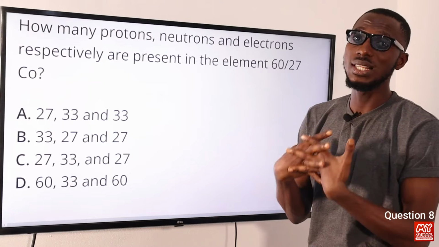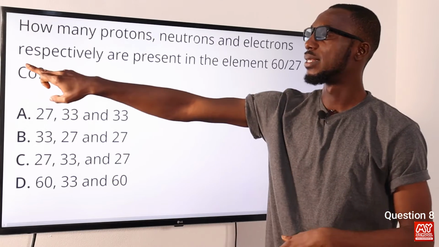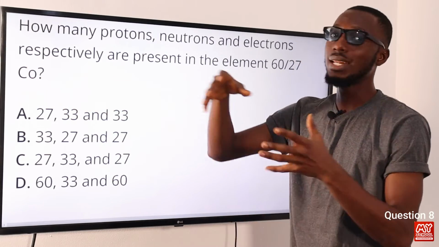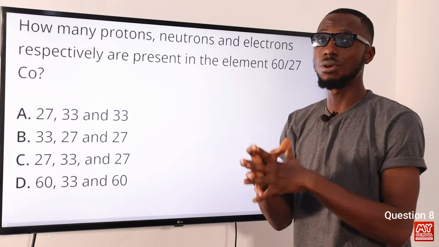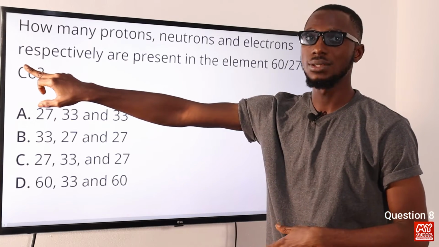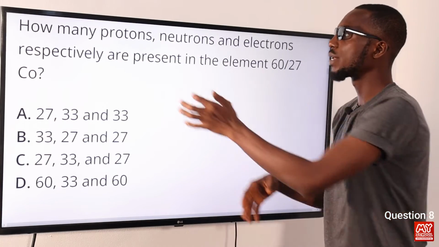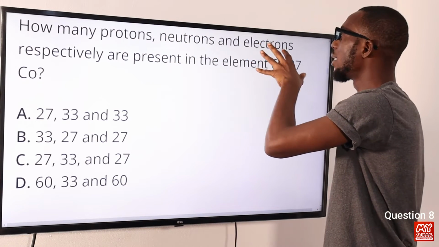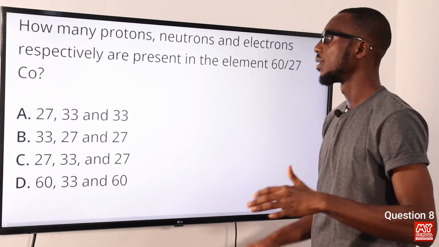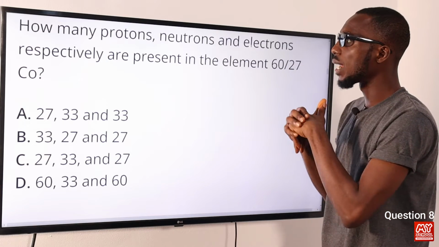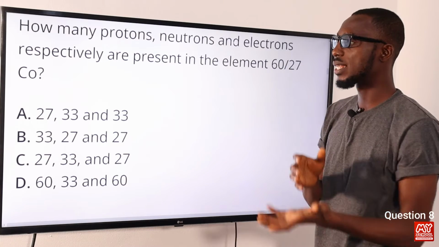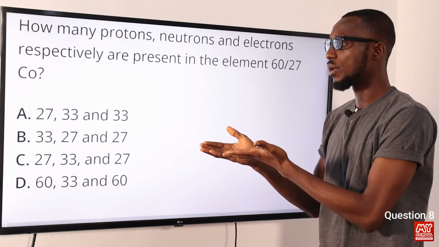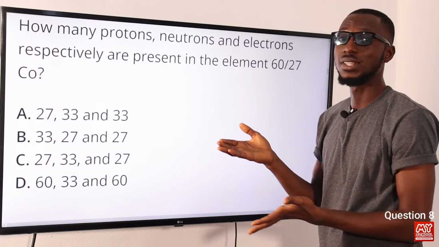We can see that 27 plus 33 gives us the 60. That is the addition of proton number plus neutron number, which gives us the mass number. So the proton number is 27, neutron number is 33, and the electron number is 27. The correct option should be 27, 33, 27. That is found in option C. So once again, option C is the correct option.